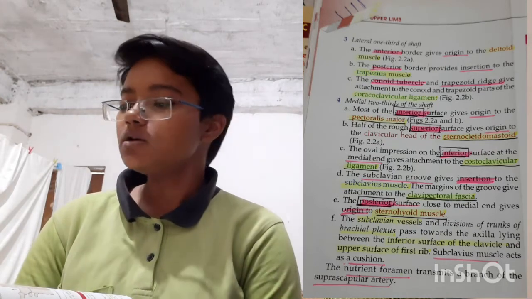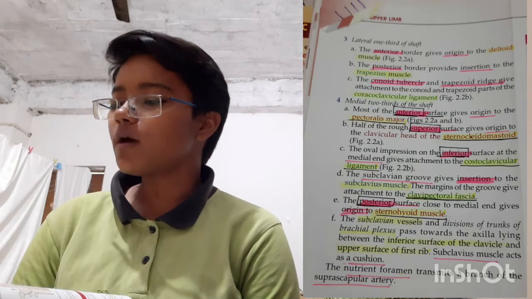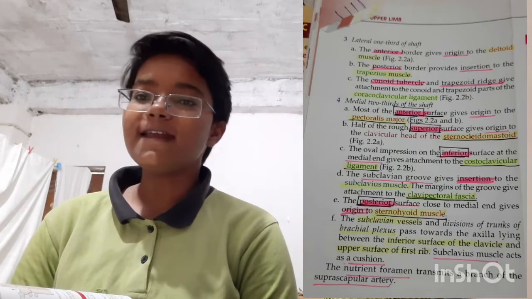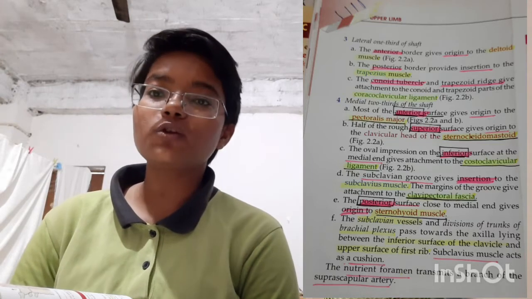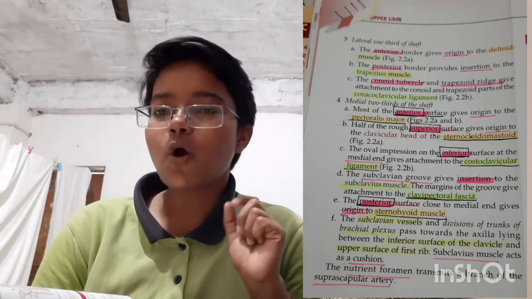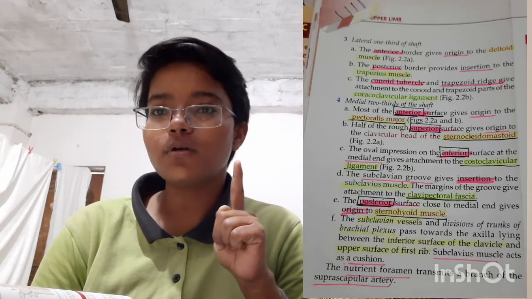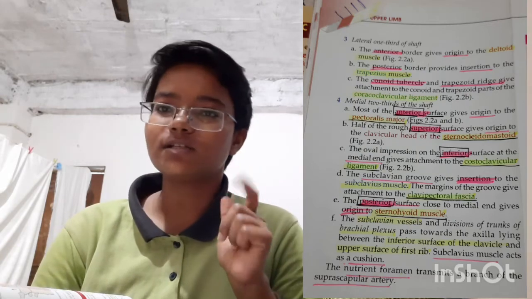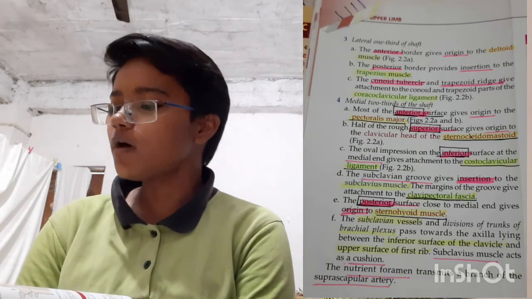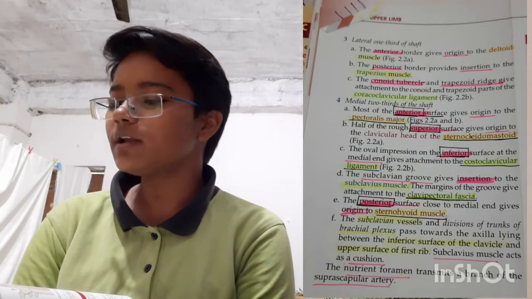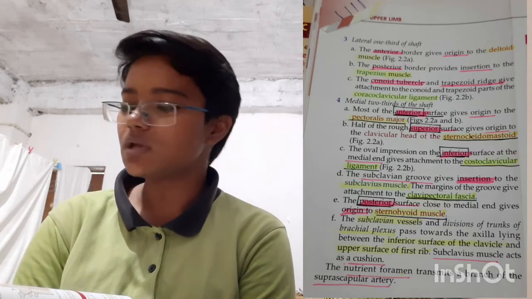Now medial two-thirds of the shaft. Most of the anterior surface gives origin to pectoralis major. Anterior surface gives origin to the pectoralis major. And one thing you can learn, on the medial surface only one muscle inserts, that is the subclavian vessels. Half of the rough superior surface gives origin to the clavicular head of the sternocleidomastoid. Sternocleidomastoid on the superior surface.